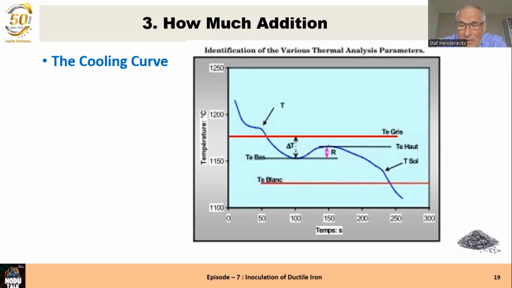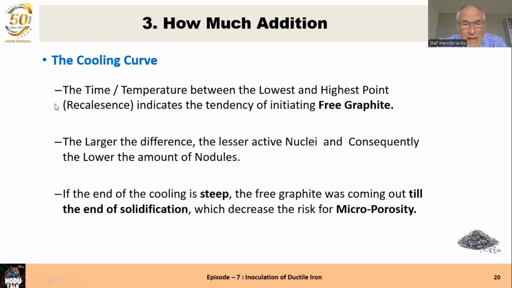And you have the R, and that's the recalescence. On the next slide, I will tell you. It's between the lowest and the highest point that indicates a tendency of initiating free graphite. The larger the difference is, the fewer active nuclei, and consequently the lower the amount of nodules.